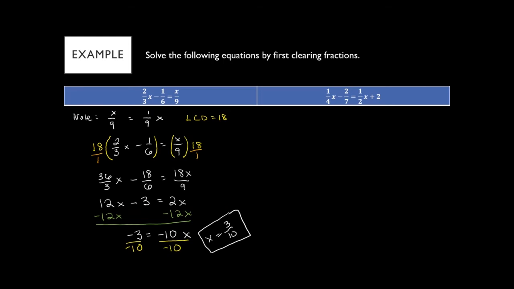Okay, so I'm going to look at the second one that I have here. We have 1/4 x minus 2/7 equals 1/2 x plus 2. So we need to find what our common denominator is.